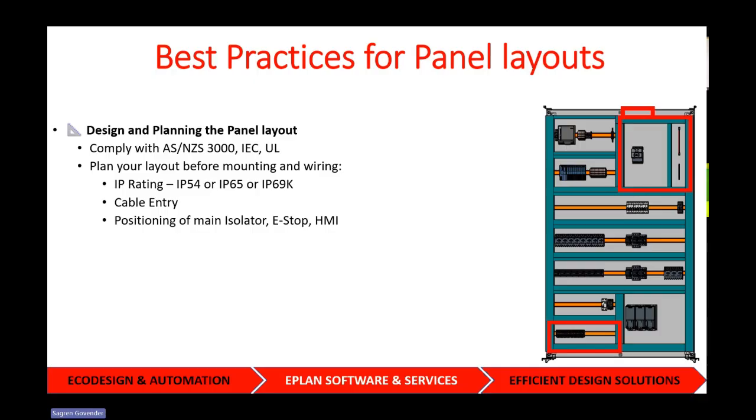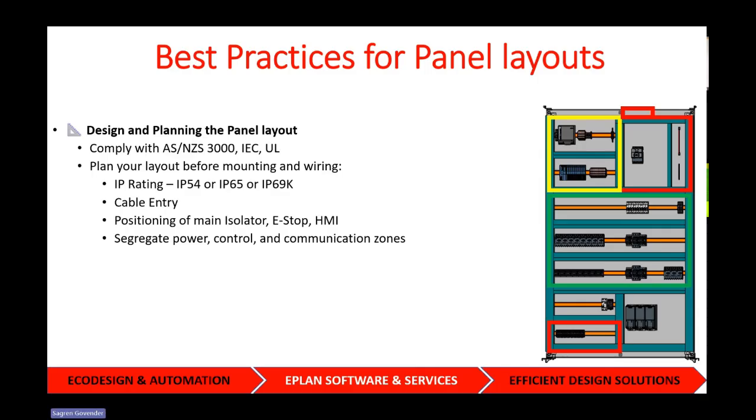Typically, your E-stops will be placed somewhere around 900 to 1200 millimeters from your platform. So you need to factor that in. HMIs, typically the center of the HMI around about 1.6, 1.65. So again, those positions and the heights are pretty important there.